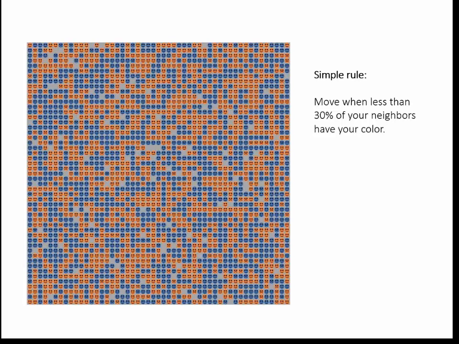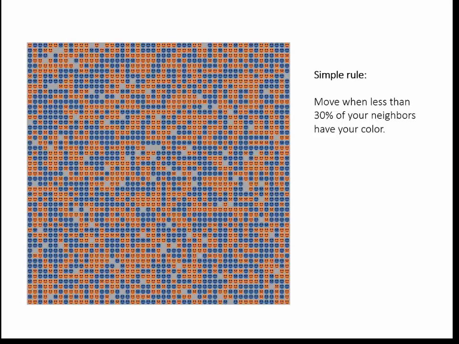There are two things. Either they are red or blue, and they are either happy or unhappy. So you have these two combinations. And you see here some blue individuals that are happy, some red individuals that are happy, and also unhappy ones. Now you can have a very simple rule for individuals. Let's say, I'm fine with living in a diverse society. I just want to have at least 30% of the people around me to be similar to me.